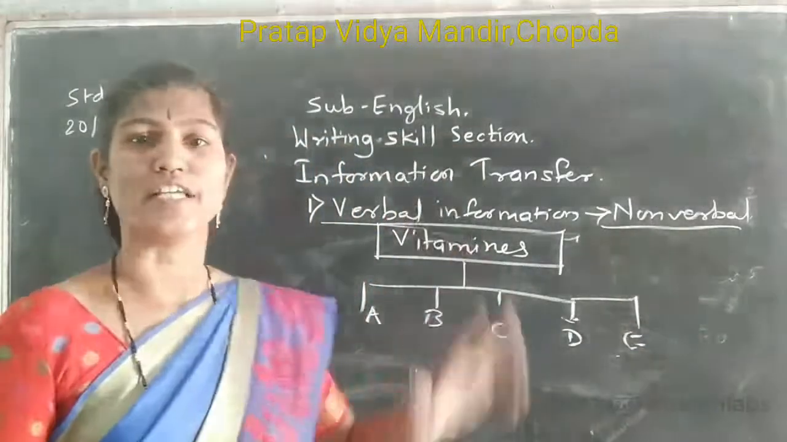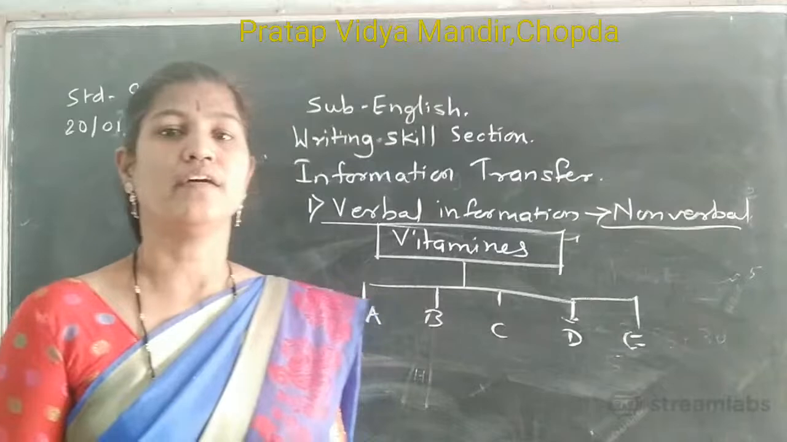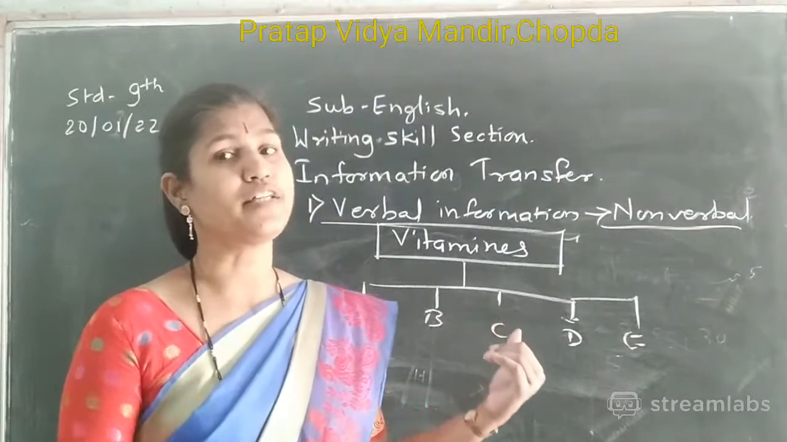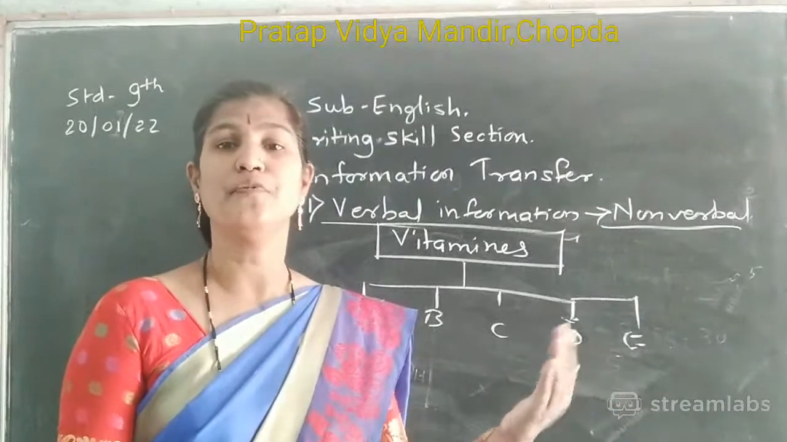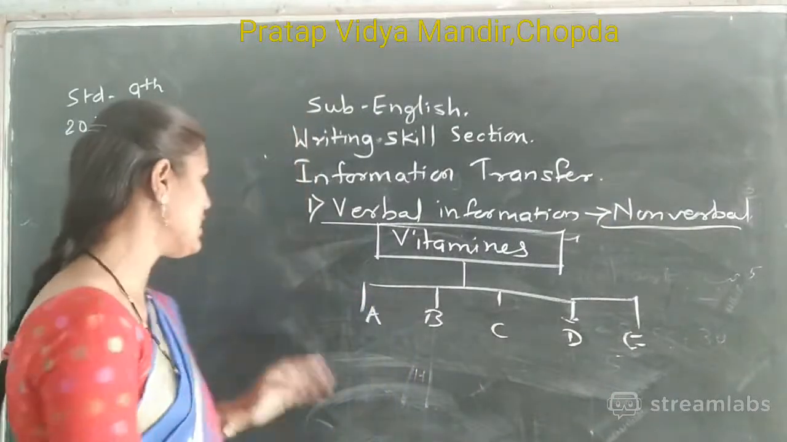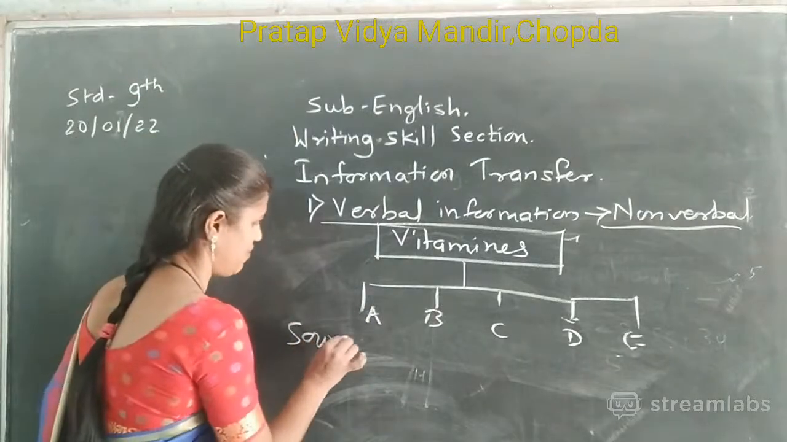Vitamins A, B, C, D, E. Then when we consider it, we consider the food from which we can get it. Okay, so you can say sources. Am I right?